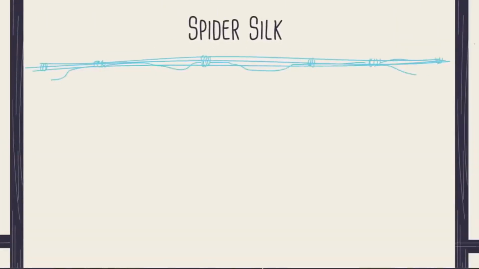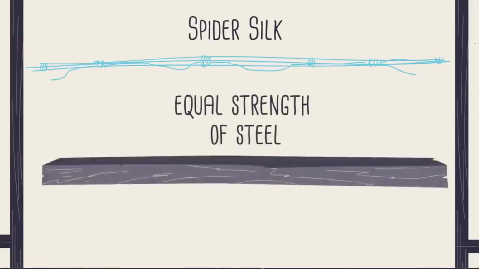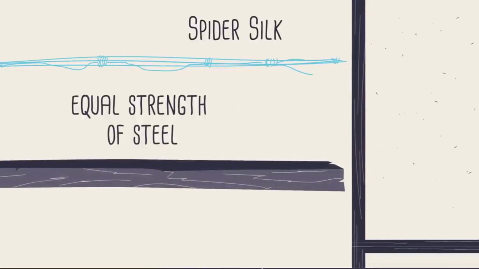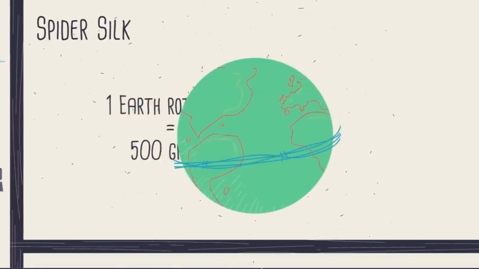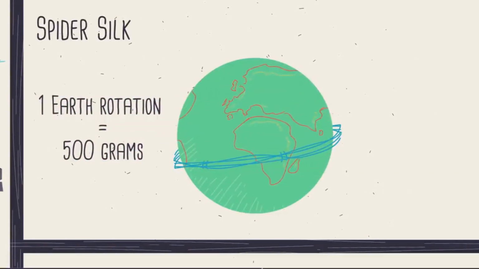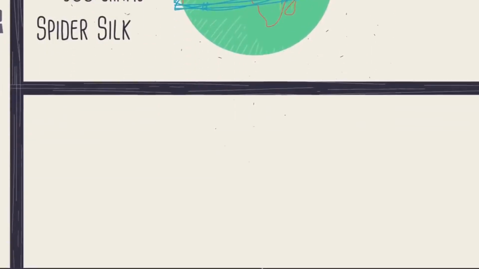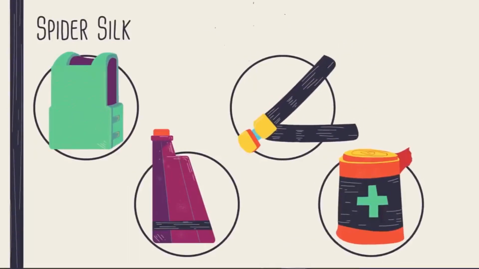The spider silk is pretty incredible. It's as strong as steel, but so light that a strand long enough to circle the earth would weigh less than 500 grams. So there are thousands of uses for such a unique material.